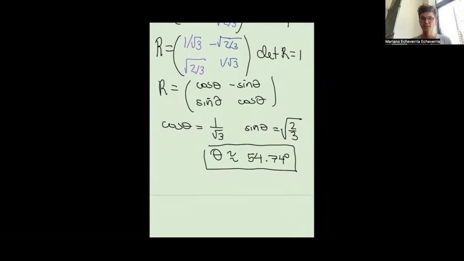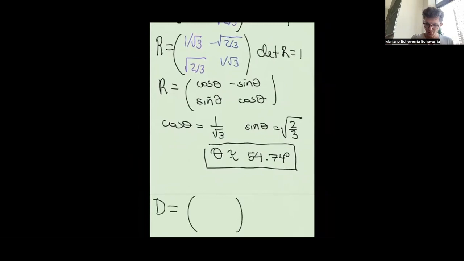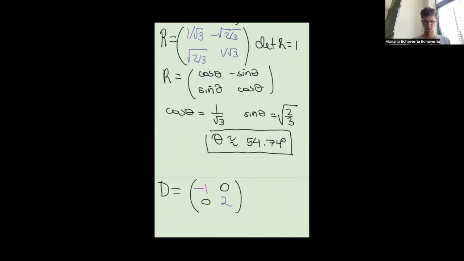And the matrix D is the matrix of eigenvalues. You have to put in the first entry the eigenvalue corresponding to the first column, which is the eigenvalue negative one. And you have to put in the second entry along the diagonal the second eigenvalue, which is the eigenvalue two, if I'm not mistaken.